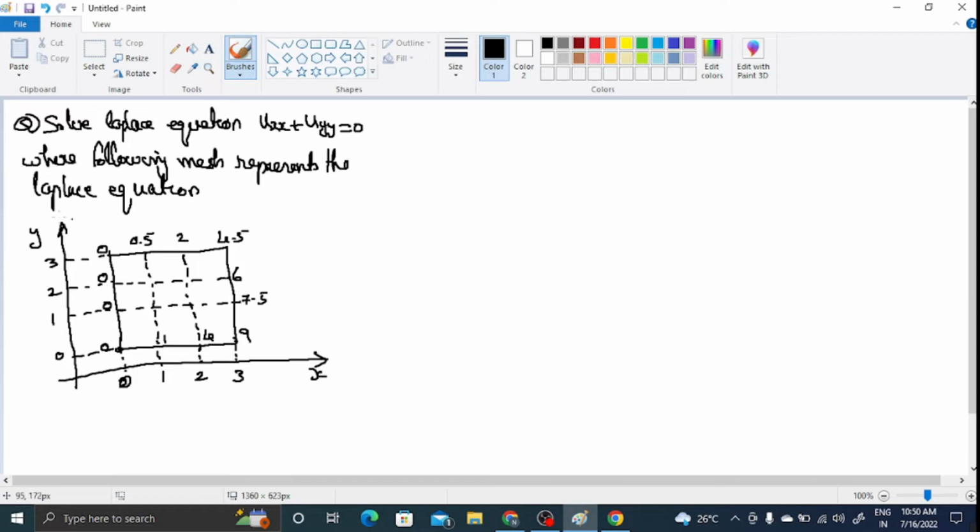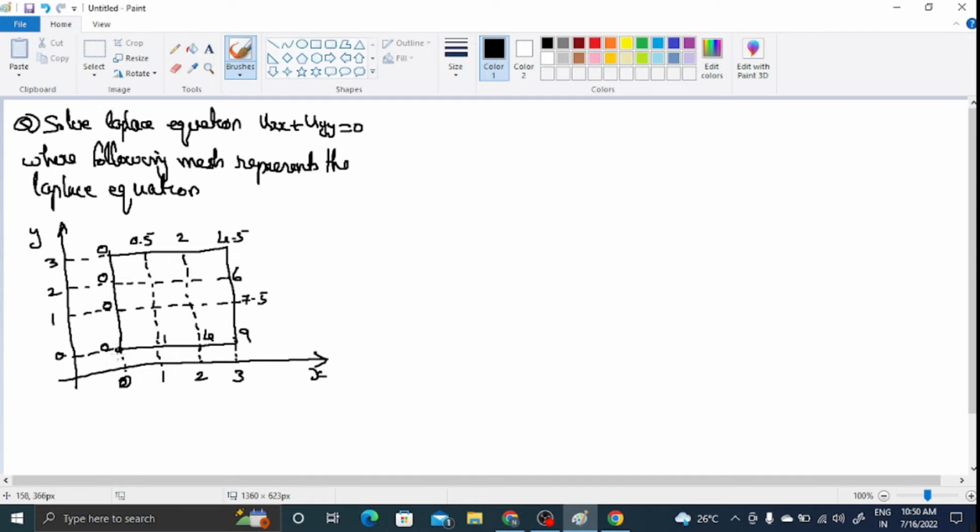Note that this one is a square mesh. Here you can see that x varies from 0 to 3; 0, 1, 2, 3 are the values of x. Similarly, the y values are 0, 1, 2, 3. Now with this 3 by 3 data, we have a square mesh.